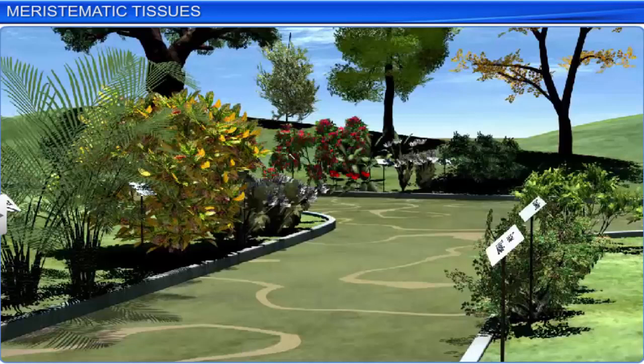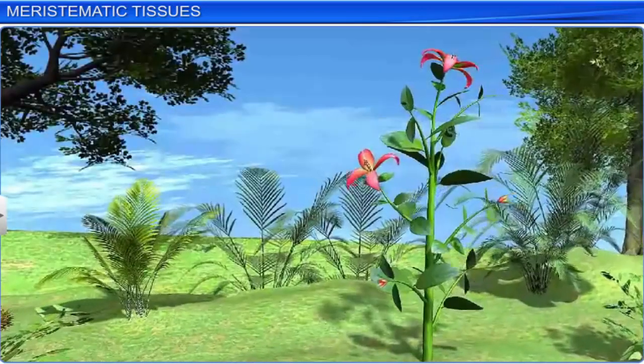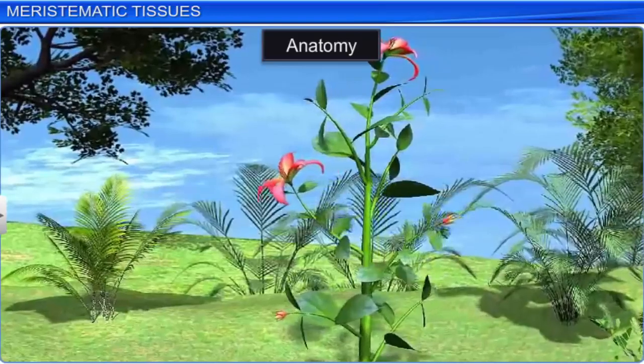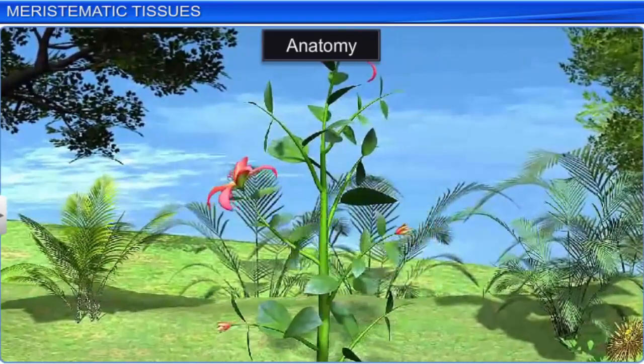We come across several varieties of plants every day. The internal structures of these plants have some similarities and some differences. The study of the internal structure of plants is known as anatomy. Let's understand the anatomy of a flowering plant.